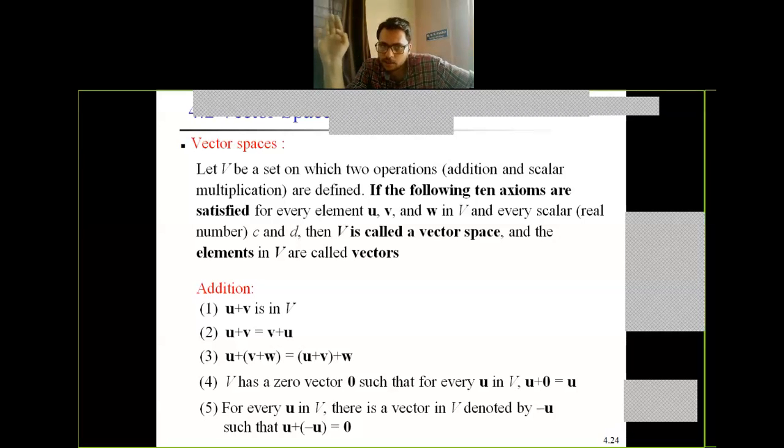Are you getting this? Please confirm in the chat box, dear students, so that we can move forward with the remaining axioms, and we have to see the examples also. Hello, are you there? Okay, so u plus v is in V. Okay, so this is understood.